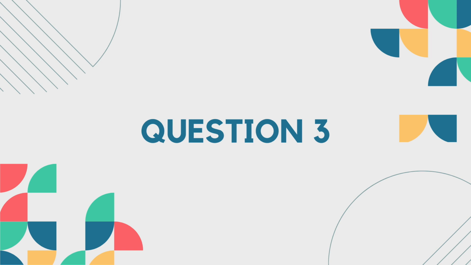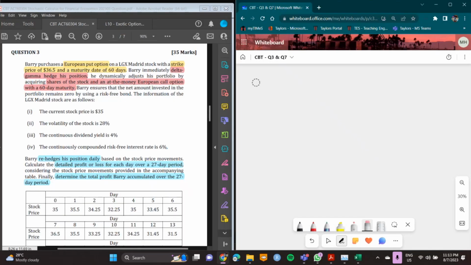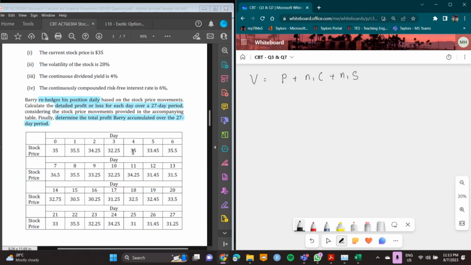So let's start with question 3, which focuses on delta gamma hedging of Barry's position, where we can describe it in the form of V equals put plus N1 call plus N2 stock. In this case, it's a positive put because Barry purchased the put option, so it's a long position. The N1 and N2 we should find, and the call is the call price, the at-the-money European call option with 60-day maturity, and the stock is the stock price given for 27 days.